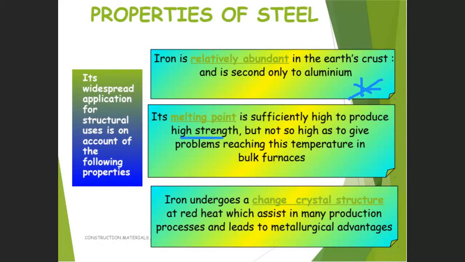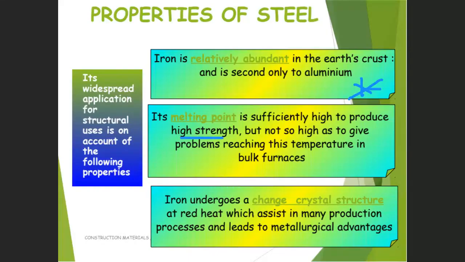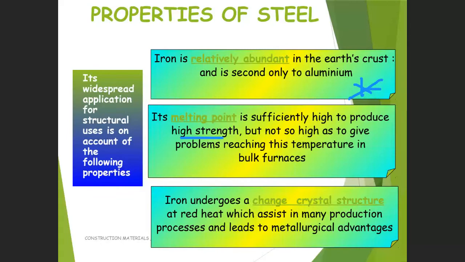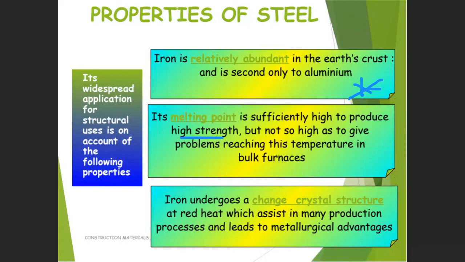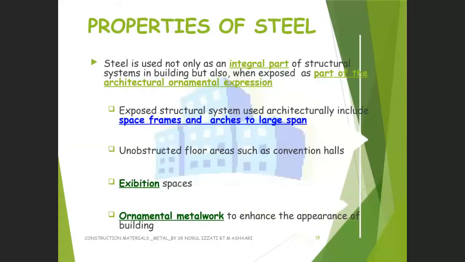So in terms of adding the carbon and controlling the melting point, this is one of the key reasons why steel is suitable to be used and is one of the selective materials in construction, especially for structural purposes. Iron undergoes a change in crystal structure at great heat, which exists in many production processes and leads to metallurgical advantages. So that is in general the nature of the steel.